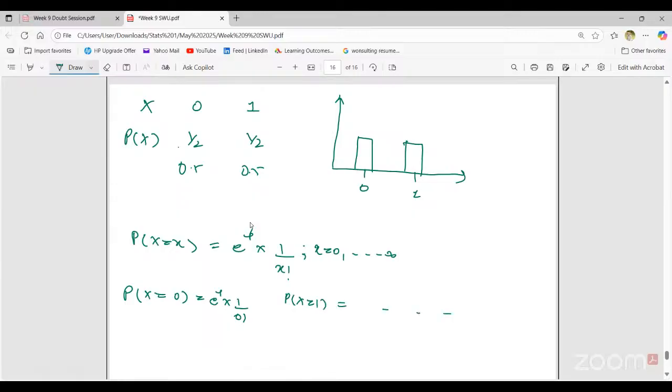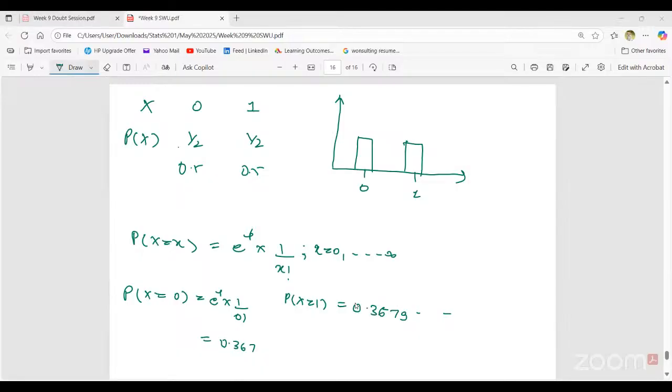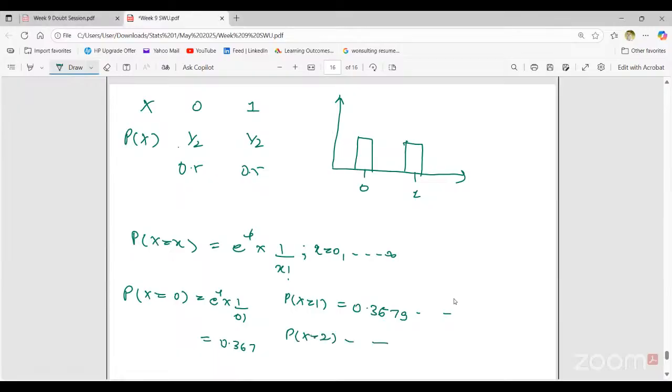Okay. Then, first you have to calculate all the values. Like for x equals 0, you would be getting 0.36 something. Then for probability x equals 1, you are getting 0.3679, right? So you have to calculate all these values, and like this, you have to make a graph. That's it.